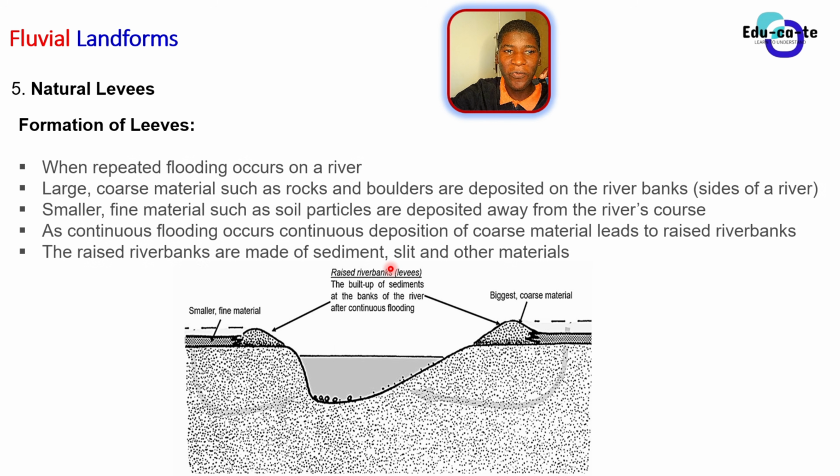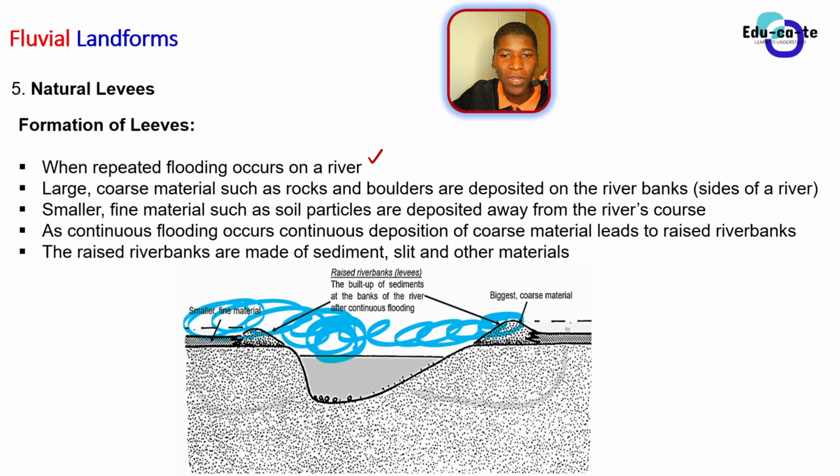Now, first of all, we start with repeated flooding when we're explaining the formation. We say that these natural embankments, or natural levees, form when a river repeatedly floods. It means that there's flooding occurring. You know that flooding simply means that the water is splashing all over around. So just imagine this as the water splashing all around.